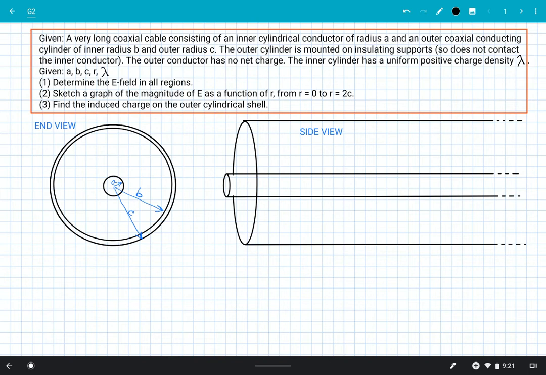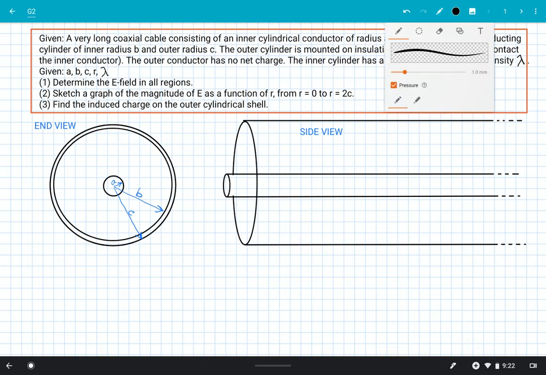Draw your diagrams in. Draw those diagrams when you're doing these Gaussian problems. Draw your diagrams large enough that you can easily label stuff. You can easily insert your Gaussian surface and make it very clear what that surface looks like. So our situation here, let's talk through it.